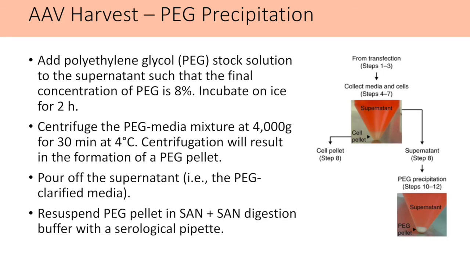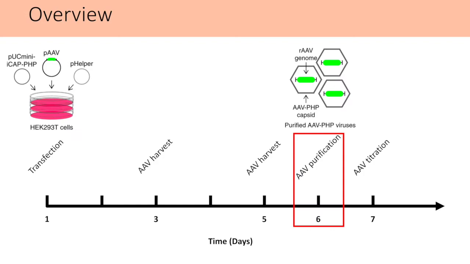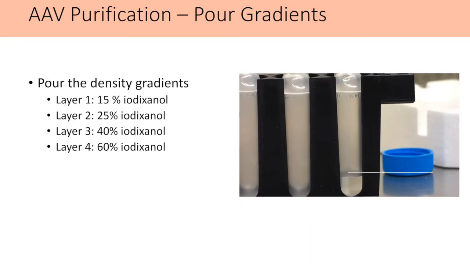Virus that is in the supernatant is PEG precipitated and then resuspended in its own SAN digestion buffer and salt-activated nuclease. These are combined, spun, and then the supernatant there is taken forward for purification. The virus is purified through an iodixanol density gradient.